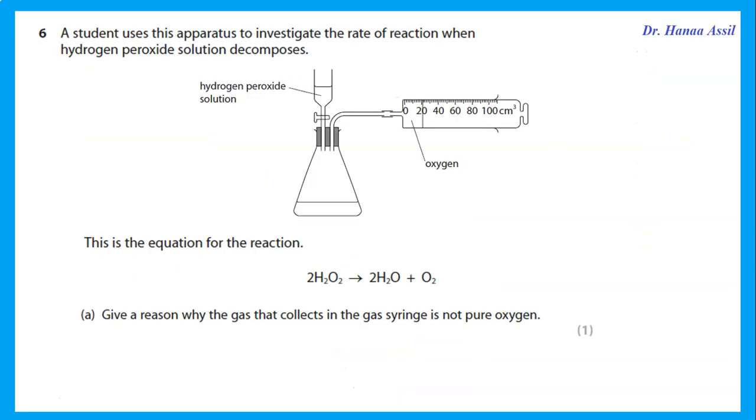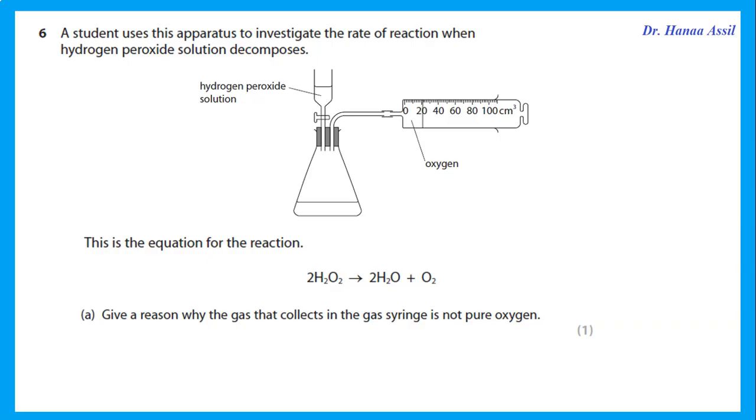A student uses this apparatus to investigate the rate of reaction when hydrogen peroxide solution decomposes. So we have the equation and we are told, give a reason why the gas that collects in the gas syringe is not pure oxygen. So in the conical flask we have H2O2, hydrogen peroxide. And we said when it breaks up, it gives oxygen gas. So the oxygen gas should collect in the gas syringe. But the question says the gas syringe doesn't have pure oxygen.